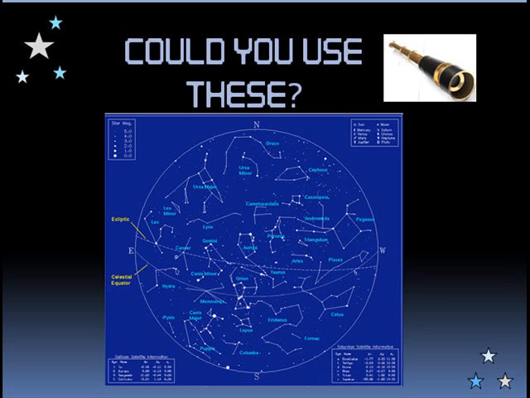Thinking about our ancient world peoples and their understanding of location, geography, and positioning, could you use a telescope? Could you use the stars to find your way home? Could you accurately tell somebody else how to get to your house without showing them a map?